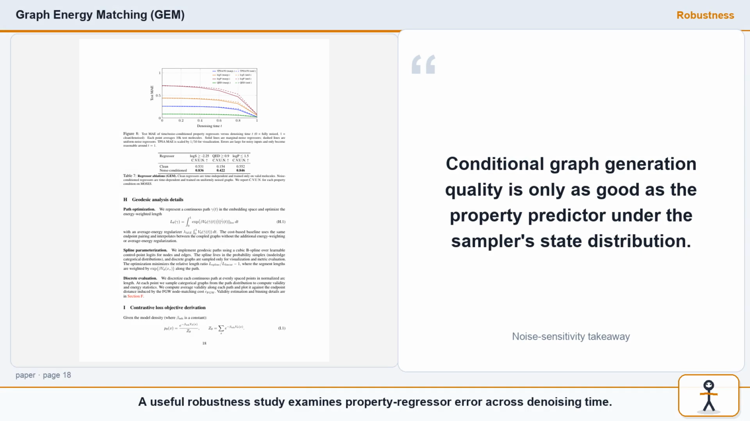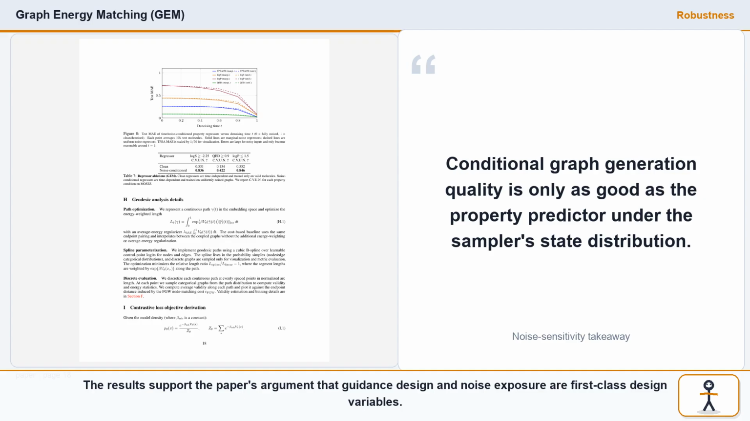A useful robustness study examines property regressor error across denoising time. This matters because conditional generation quality depends on regressor reliability off manifold. Results support the paper's argument that guidance design and noise exposure are first-class design variables.